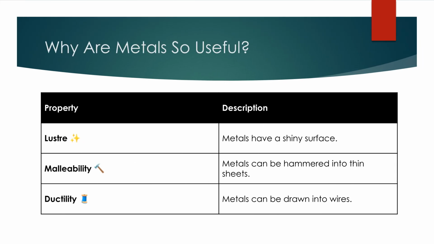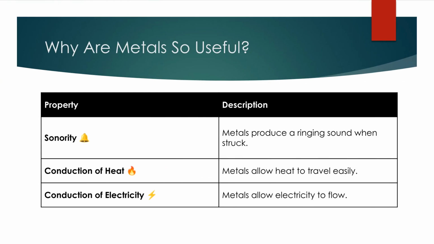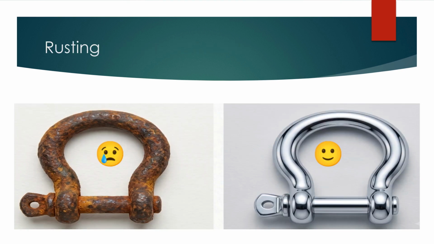To summarize, metals are incredibly useful due to their luster, malleability, and ductility, making them versatile for many different applications. Their usefulness is further enhanced by their sonority and their ability to conduct both heat and electricity effectively. However, some metals can rust when exposed to certain environments, which can damage their appearance and structural integrity.